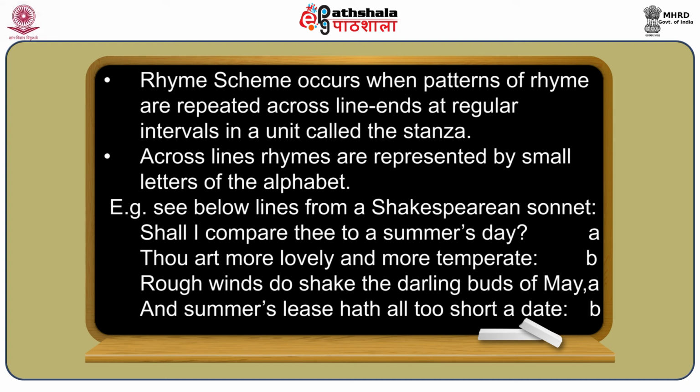Smile, while; kiss, this. The first line rhymes with the third line, the second line rhymes with the fourth line. Now how do we give this rhyme scheme? Each rhyme is given a small letter. Small letter a for the first rhyme, b for the second rhyme, c for the third, d for the fourth, if there are many lines.